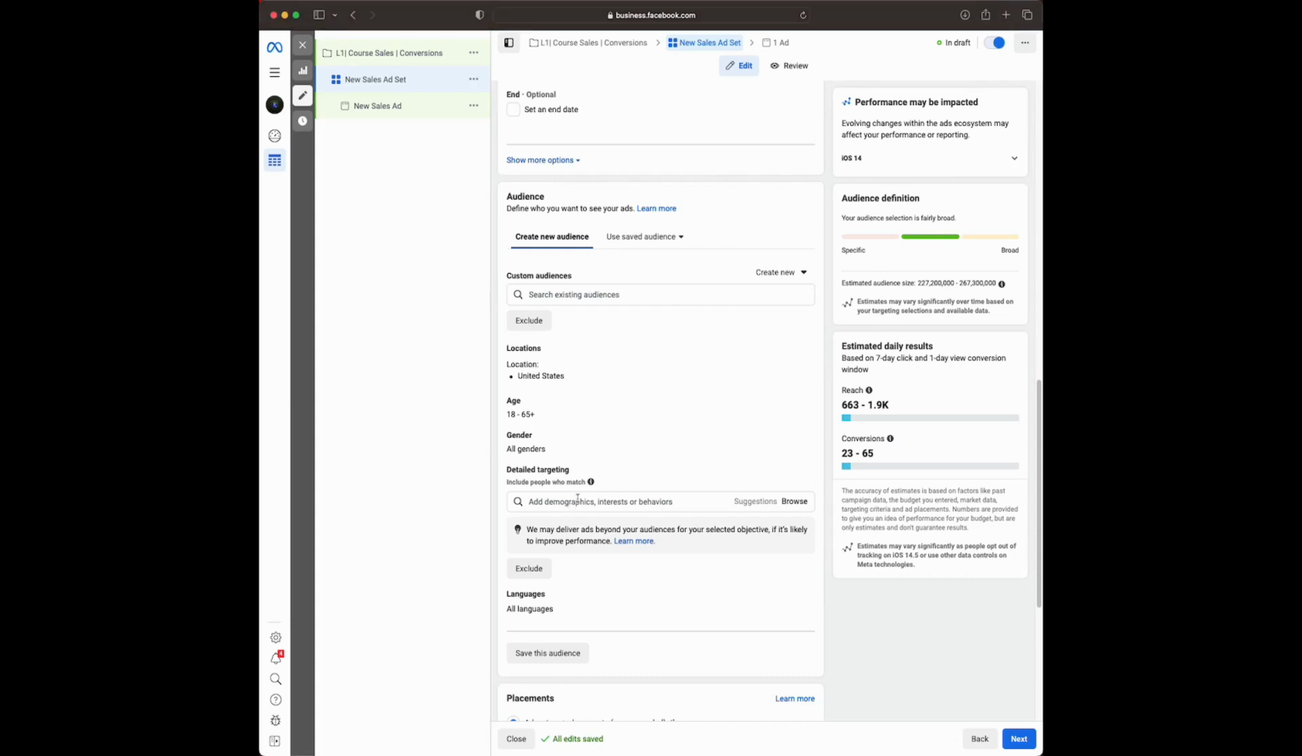So if we go to detailed targeting, this is where we can actually see all of the different options that we actually have to send our ads to.